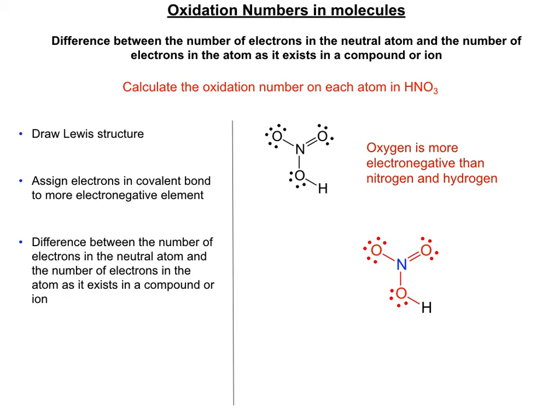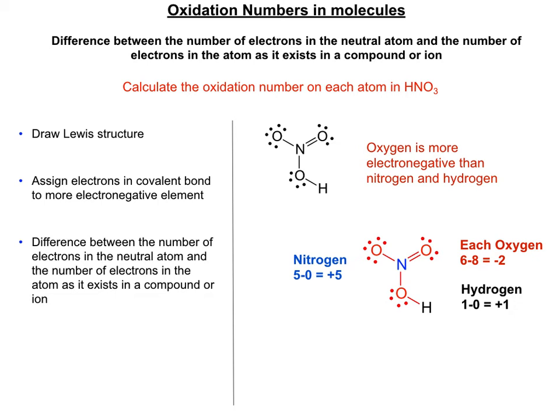Neutral nitrogen has 5 valence electrons, and we've assigned 0 to it in the molecule because all of those electrons go to oxygen, so 5 minus 0 is plus 5. So the oxidation state of nitrogen here is positive 5. If we go to the oxygens, we can take any of those oxygens, shown in red, and we see that each oxygen has 8 electrons assigned to it. There's 6 electrons in neutral oxygen, so 6 minus 8, so each oxygen has an oxidation state of minus 2. And then for hydrogen, 1 valence electron in neutral hydrogen, 0 assigned to it in the molecule, so hydrogen has an oxidation state of plus 1.